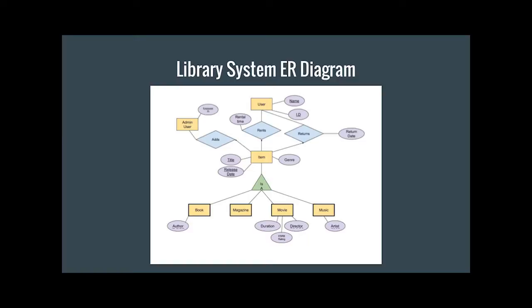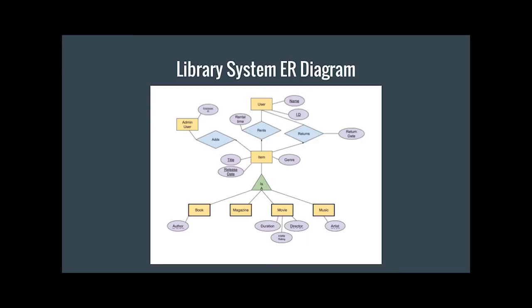The user has a relationship with an item by renting or returning the item. And for the admin user, its key is the employee ID. And the relationship between an admin user and an item is that an admin user can add items to the database. And then what an item consists of are 4 different entities, which are books, magazines, movies, and music. Obviously, a library can have more, but for now we're just going to keep it to these 4.